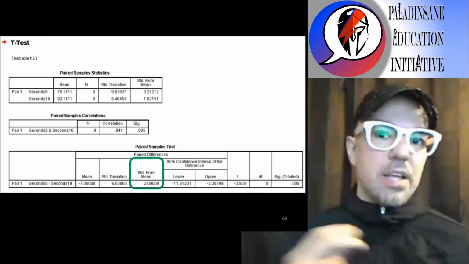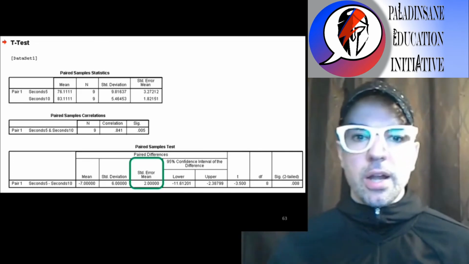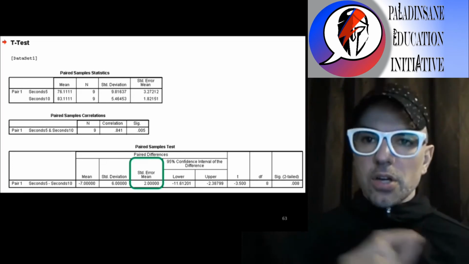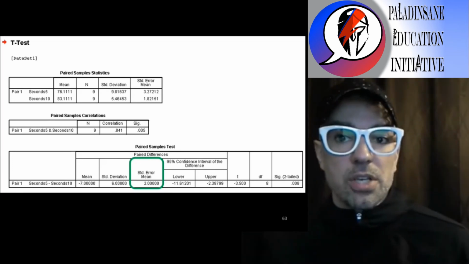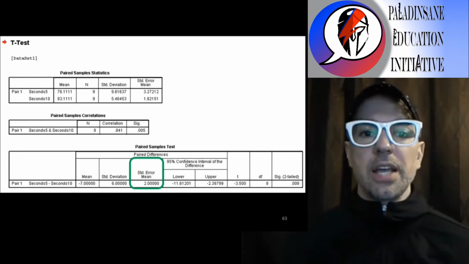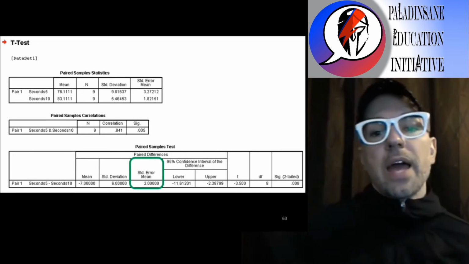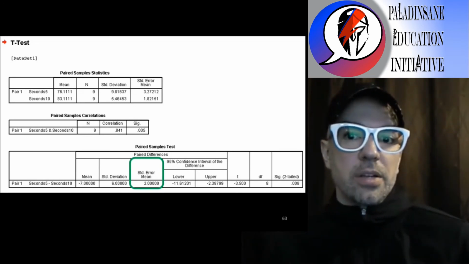So be very clear and very deliberate, and know the standard error of the mean that you're looking for. Know which one of these is the correct one for the comparison distribution. In this case, it's in that bottom table, the one labeled standard error of the mean, and it's got a value of 2.0. So that is the standard deviation of the comparison distribution.